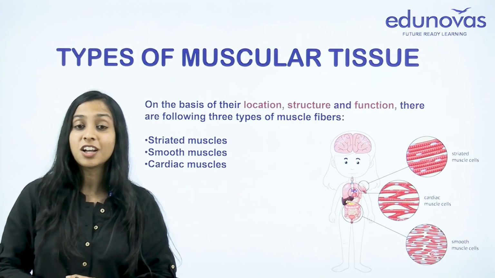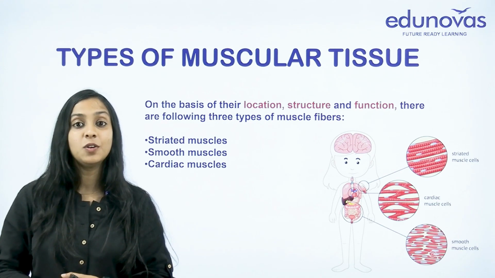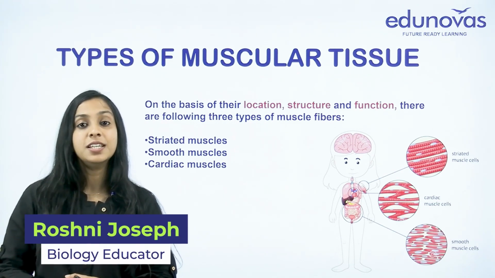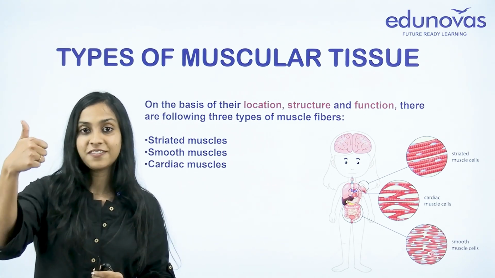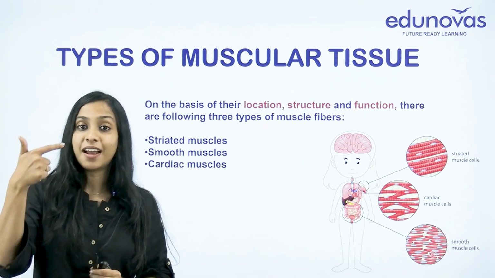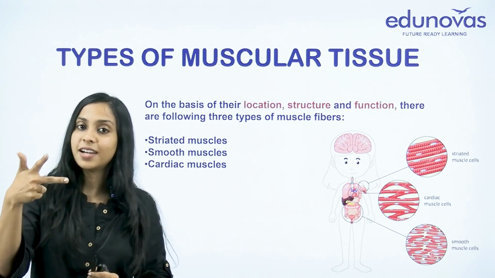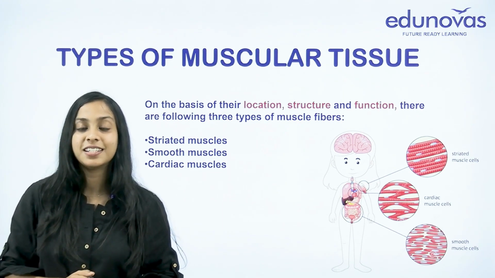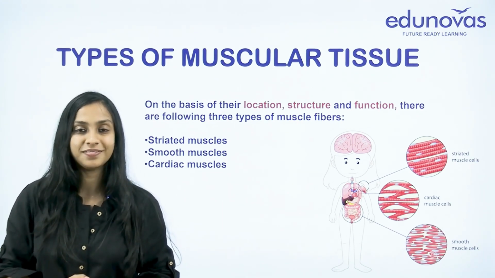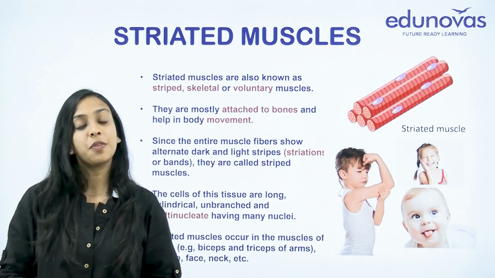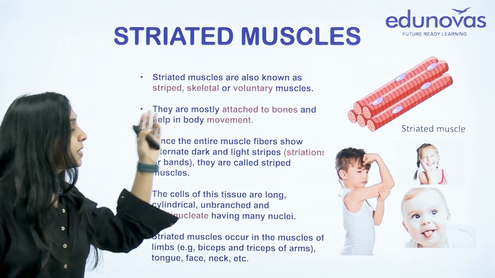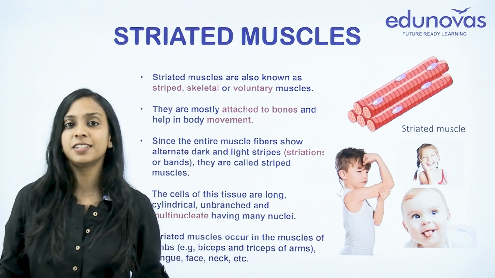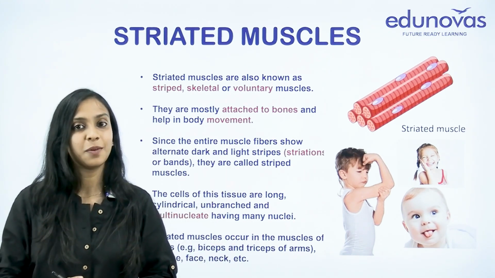Based on their structure, function and location, muscle tissue is categorized into three types. First, we have the striated muscles. We then have smooth muscles and the cardiac muscles. These are the three types of muscle tissue. Let us now study about the first type, that is the striated muscle. The striated muscle is also called by a variety of other names. Let us see what they are.